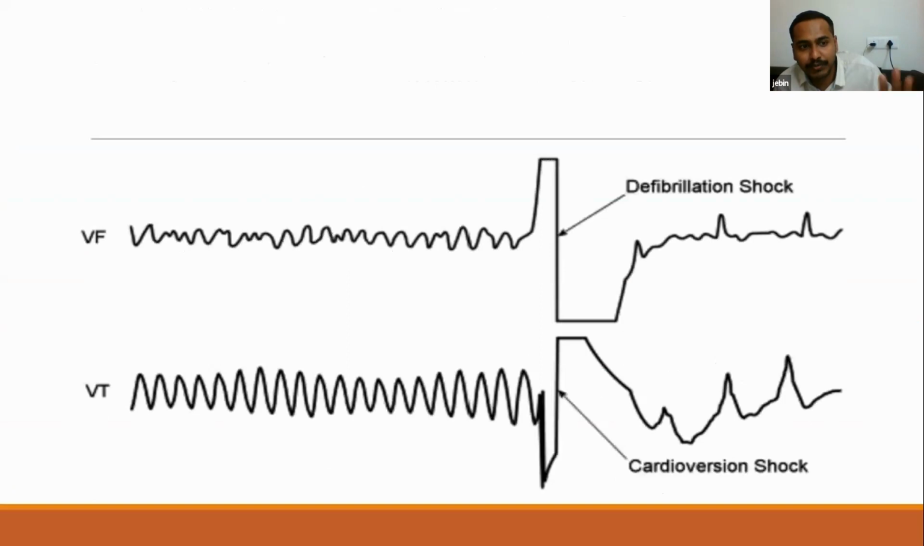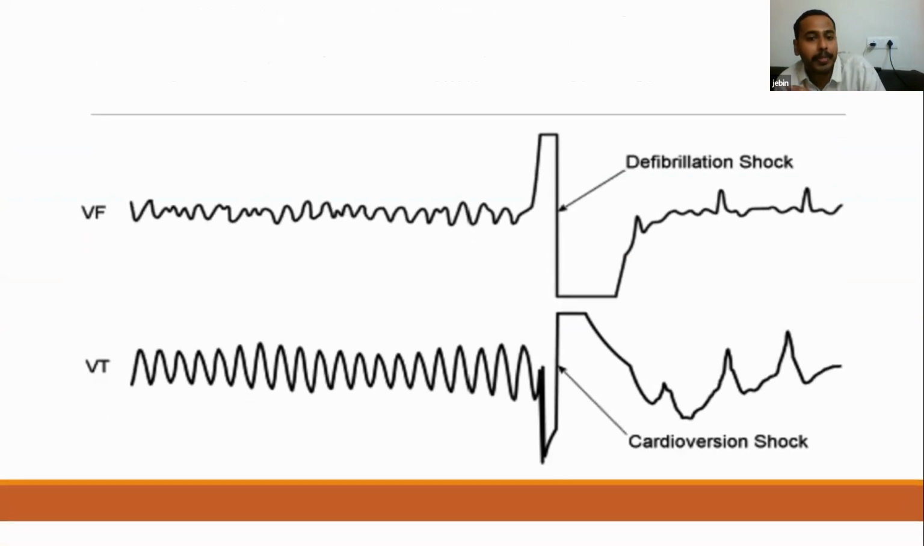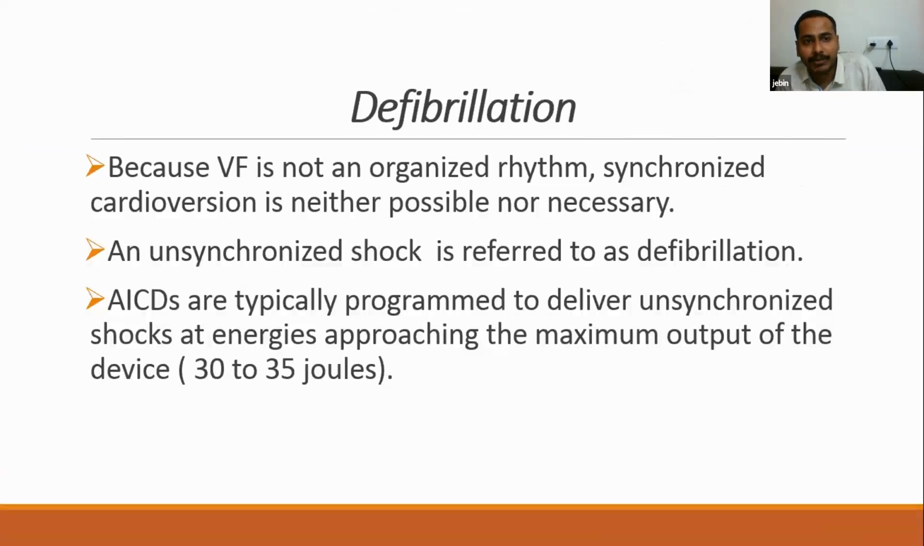This is an image showing ventricular fibrillation followed by a defibrillation shock. And below, ventricular tachycardia, in which synchronized cardioversion is done, followed by a post-shock rhythm. In defibrillation, because ventricular fibrillation is not an organized rhythm, synchronized cardioversion is not possible or not necessary. An unsynchronized shock is referred to as defibrillation.